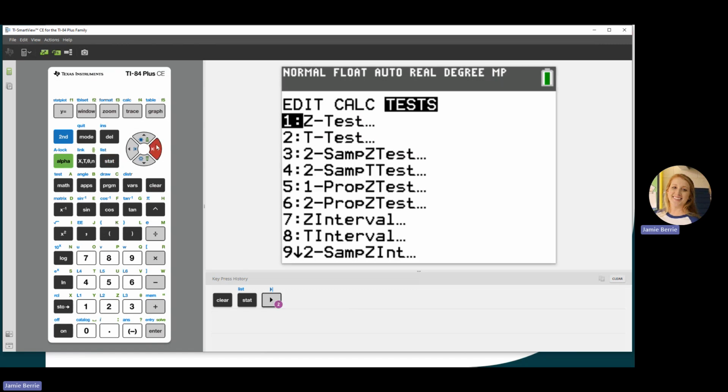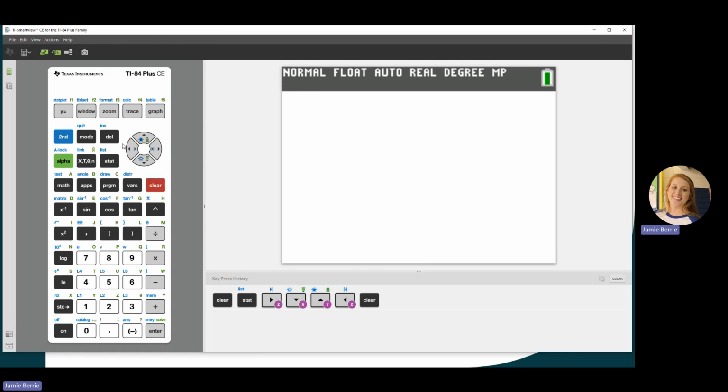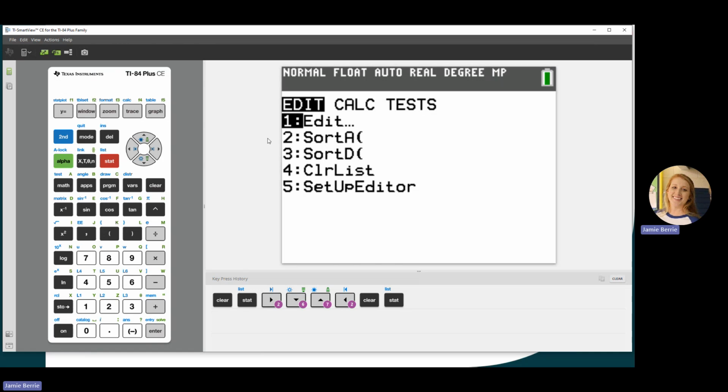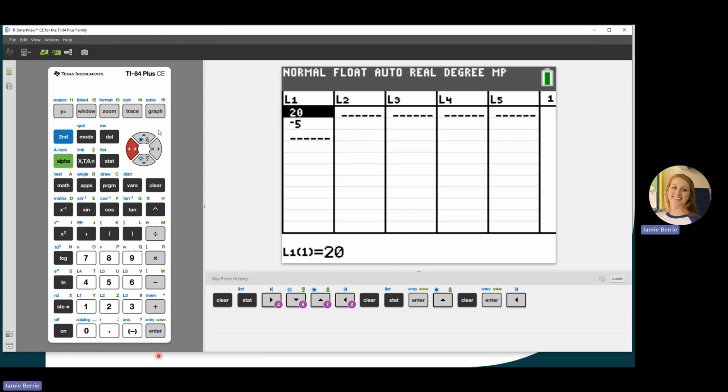But if you go over to test and scroll down a little bit, you see that Z interval option. That's where we're going to be going after we get the data typed into our calculator. So let's go back up here, go over to edit. If you're starting from your blank screen, you just hit the stat button, then hit edit, and clear out anything you've got in there. You can see I've got a little table in here.